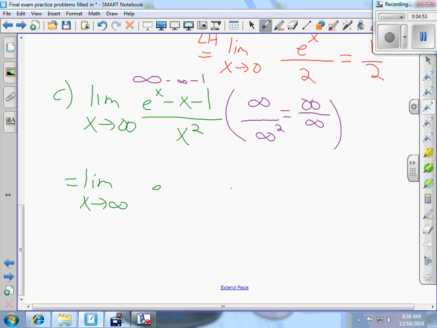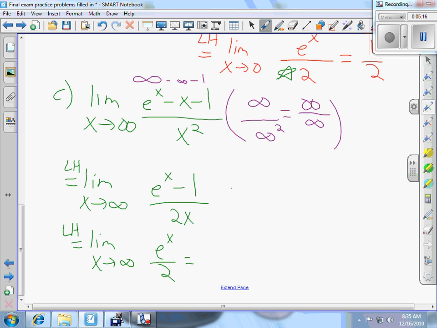Okay, derivative upstairs, e to the x minus 1, downstairs 2x. We'll plug in infinity. I think we'll see infinity over infinity again. So we'll do L'Hopital's one more time. Of course, we'll get the same thing we got before, e to the x over 2. You see that up here. And now when we plug in infinity, we get something really huge on top over 2, which is infinity. So our intuition was right. E to the x eventually dominates, and this whole function goes to infinity.